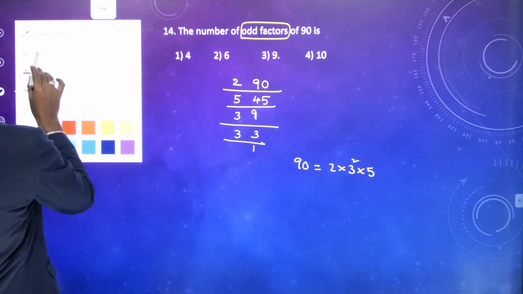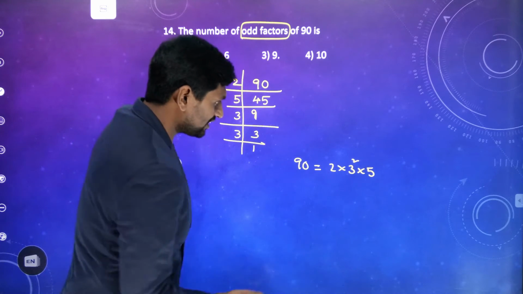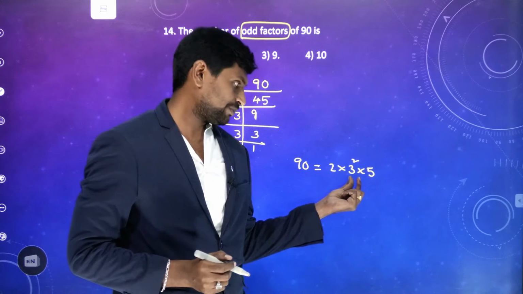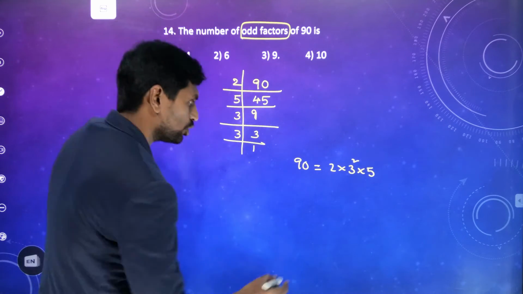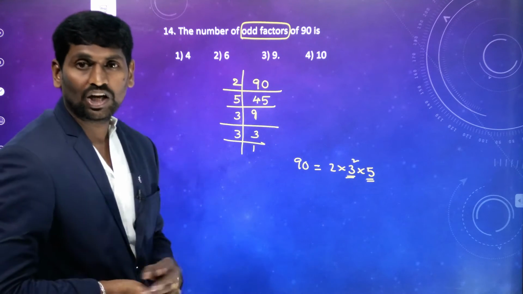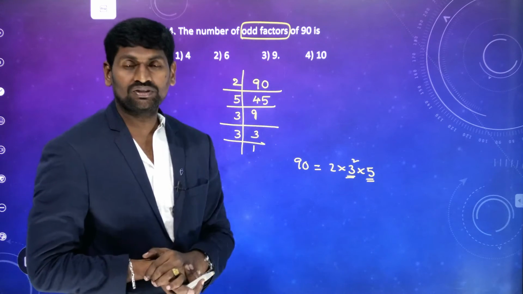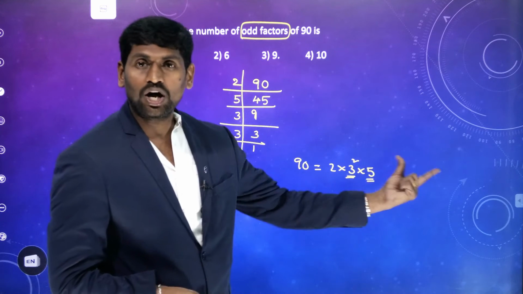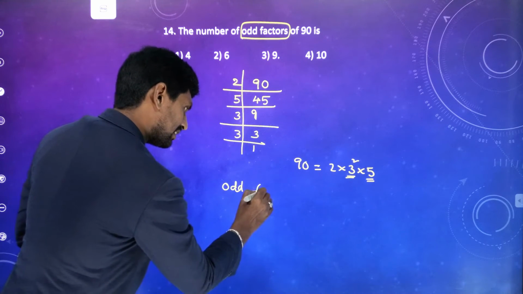Now, coming to the prime factorization, see, 2 is present here, 2 is a prime number, 3 is a prime number, 5 is a prime number. But among these 3 prime numbers, only 3 and 5 are odd primes. They are asking about odd factors only, no? Now we have to consider only the exponents of the odd primes.